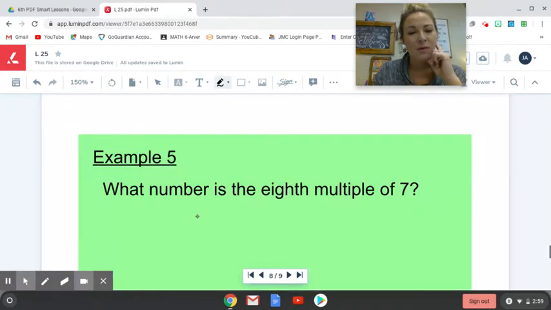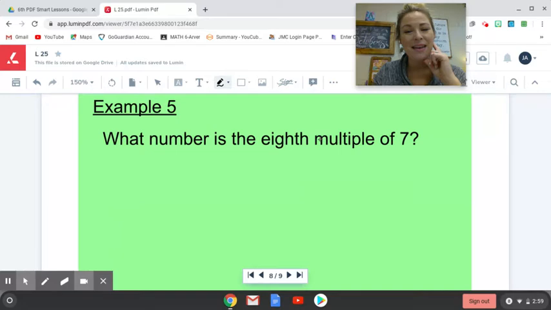What number is the 8th multiple of 7? Couple ways to think about this. We could write out all of the multiples of 7 until we get to the 8th one, or if you'd like a shortcut, good mathematicians find shortcuts. They're really asking, what's 7 times 8? We're talking about multiples of 7. If we get to the 8th multiple of 7, we're just asking, what's 7 times 8? Boom, done. 56.